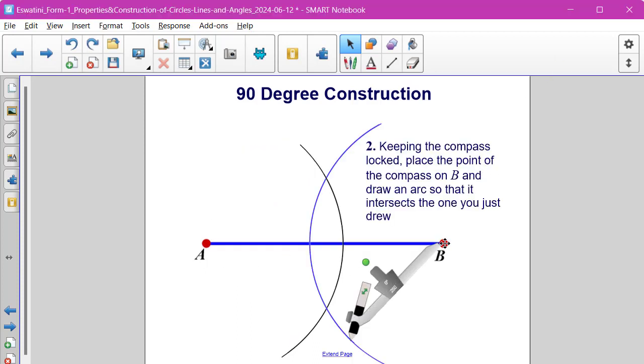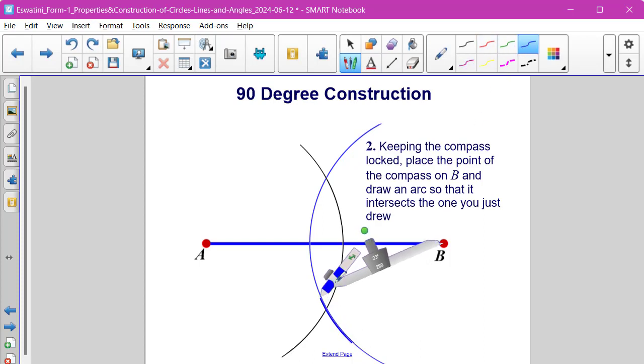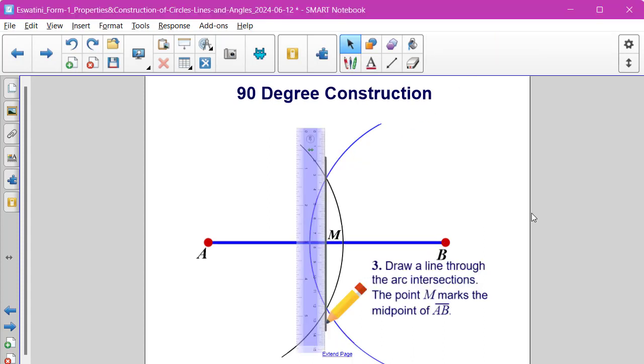Keeping the compass locked at that same distance as we drew the arc in our first step, we're going to draw another arc. And we're going to draw this arc with our compass, and we can see that it intersects our black arc in 2 places. The 2 intersection points of our arcs are going to be connected with a line segment using a ruler or any straight edge that is available.